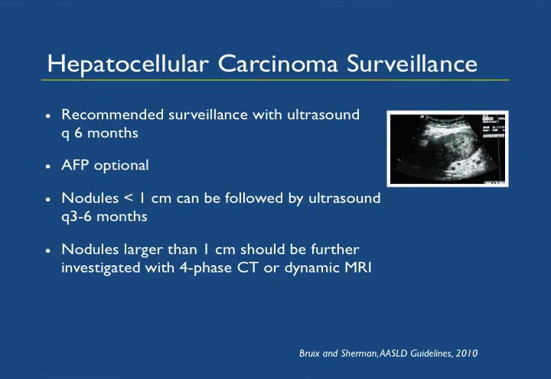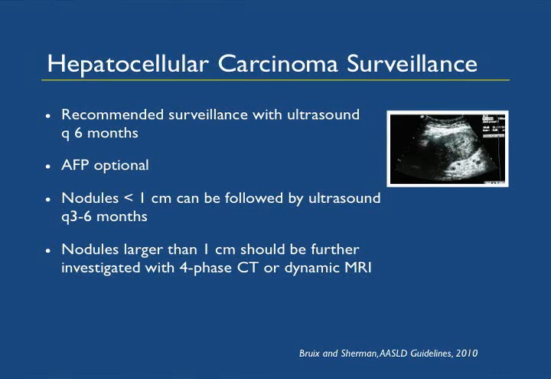The AASLD guidelines recommend the use of ultrasound every 6 months to screen for hepatocellular carcinoma. Early detection is the only method which will allow for reasonable outcome. If new nodules are found, particularly those larger than 1 centimeter, further investigation is recommended with either a 4-phase multi-detector CT scan or dynamic contrast-enhanced MRI.